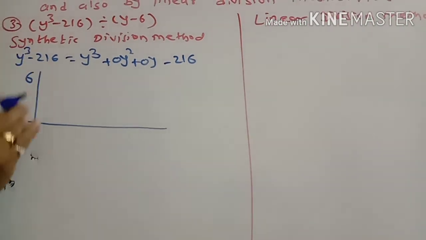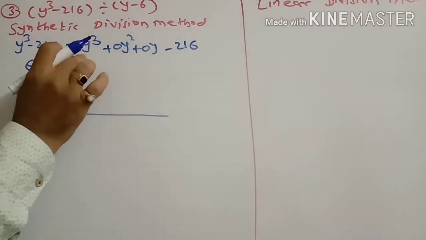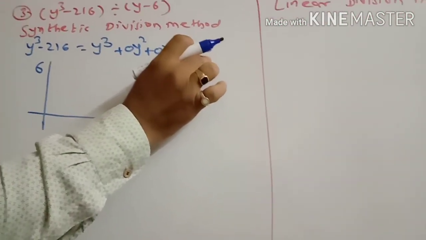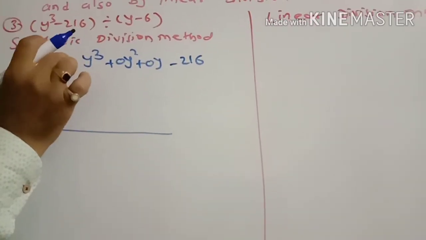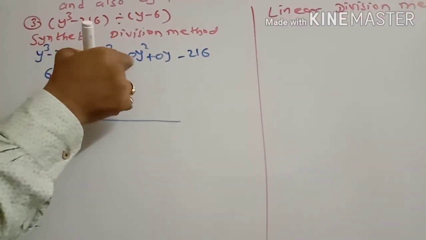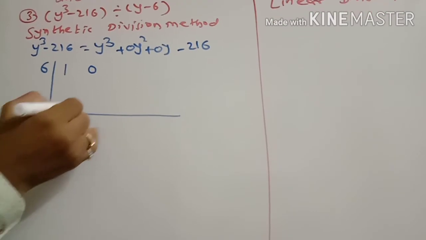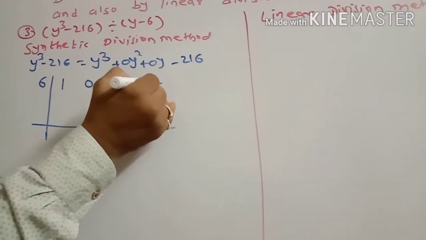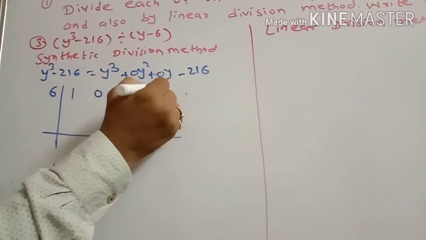Then to the right of the vertical line, in the first row, write the coefficients of the dividend. Here 1 y cube, that is 1. 0 y square means the coefficient is 0. Again 0, and minus 216.